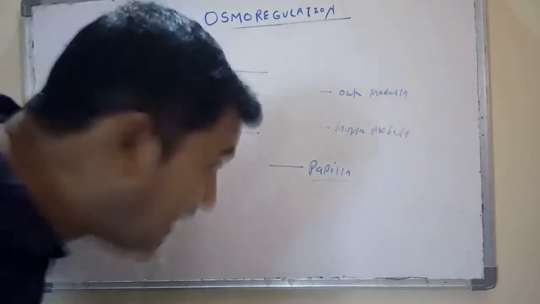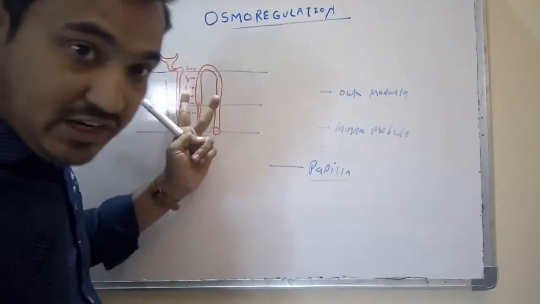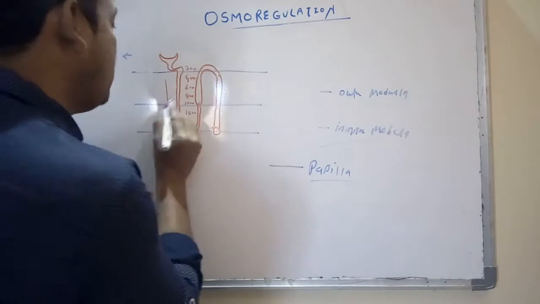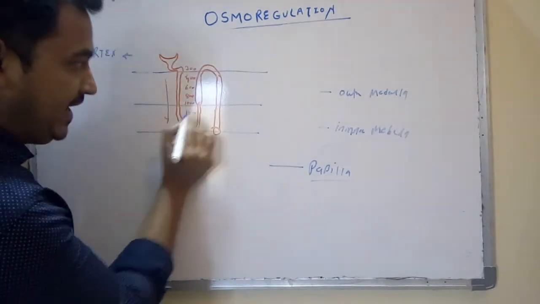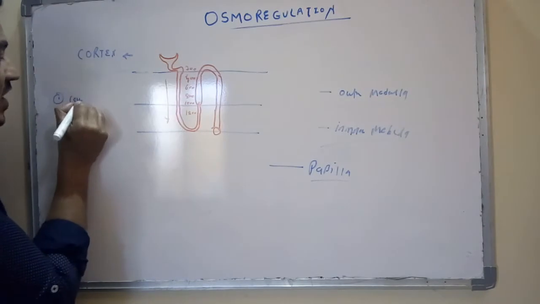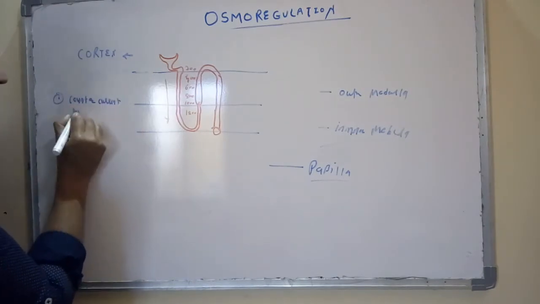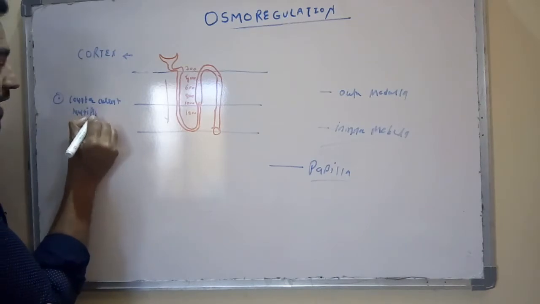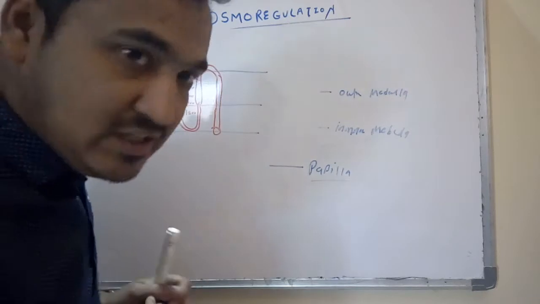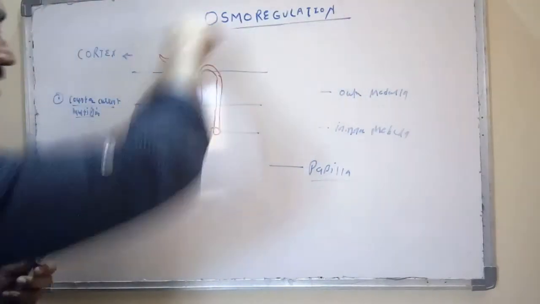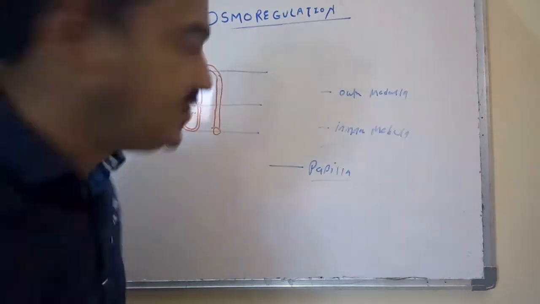This gradient is created by what? The countercurrent multiplier. The countercurrent multiplier is the loop of Henle, the descending limb and ascending limb. So we saw this countercurrent multiplier in the last lecture, and this is the first requirement for the mechanism of urine concentration and dilution, that is osmoregulation. The first requirement is the countercurrent multiplier. We discussed it in the last lecture.